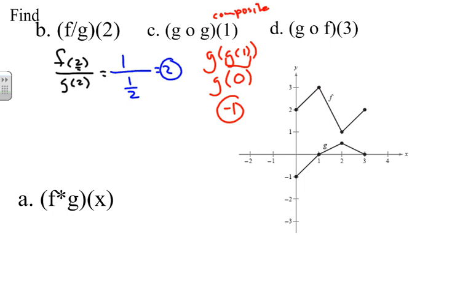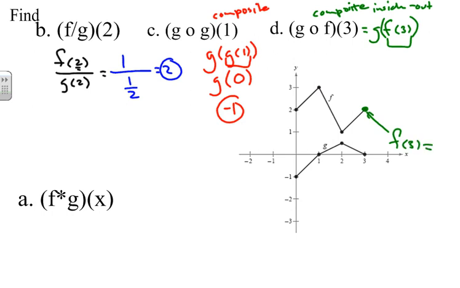Let's try another one. I'll make this one green. So here we have another composite. In this composite function, what we have here is g composed of f of 3. So once again, we're going inside out. I start with the inside because I have to first figure out what f of 3 is. So I go over here, f is my function, and 3, so that is right there. That's the point I'm looking for, f of 3, which appears to be 2.